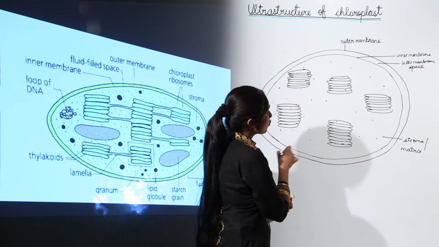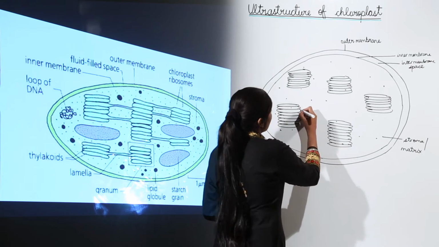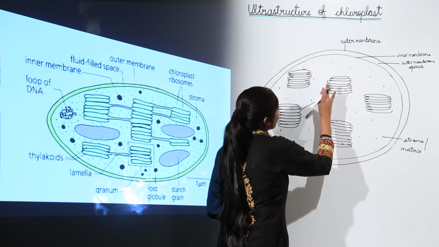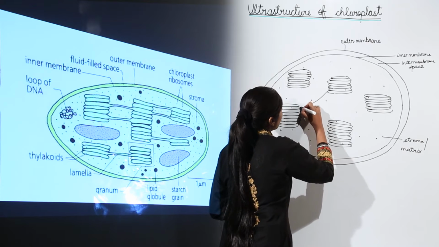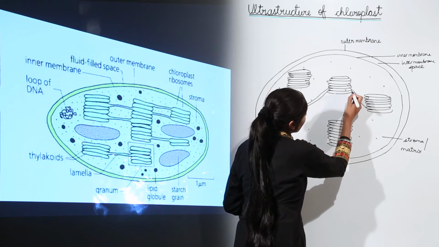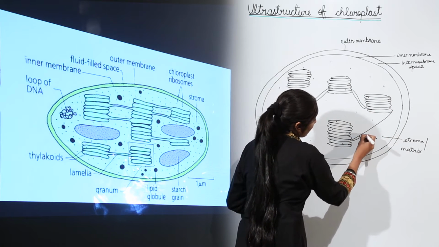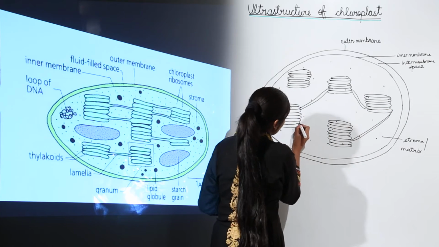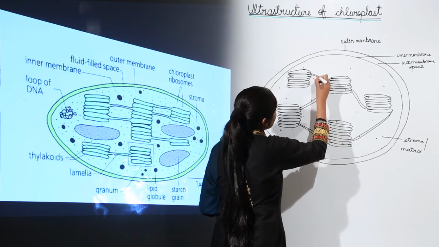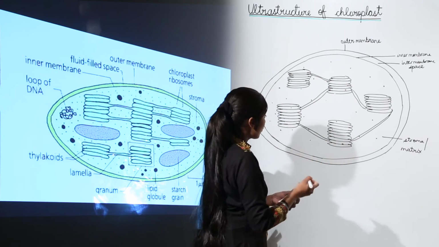I hope when I am drawing this, you are also drawing it in your notebooks and it's very clear to you. Just join them by this lamellae, join them by drawing some lamellae over here also. Like this. Okay. So now we are going to label these parts which we have drawn till now.